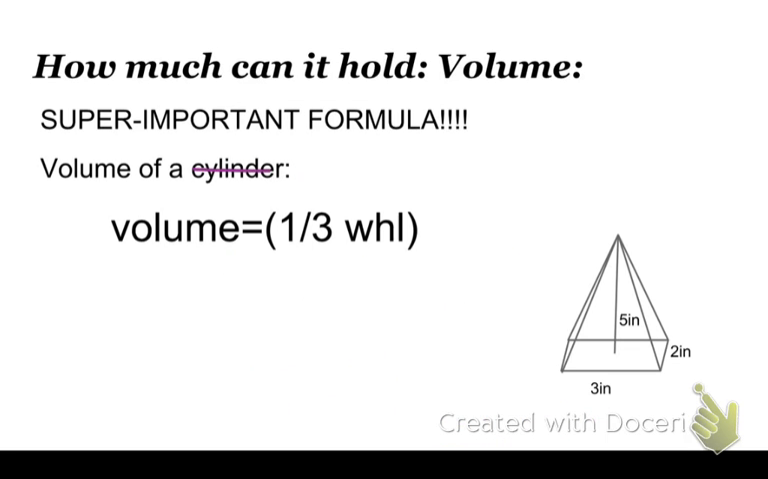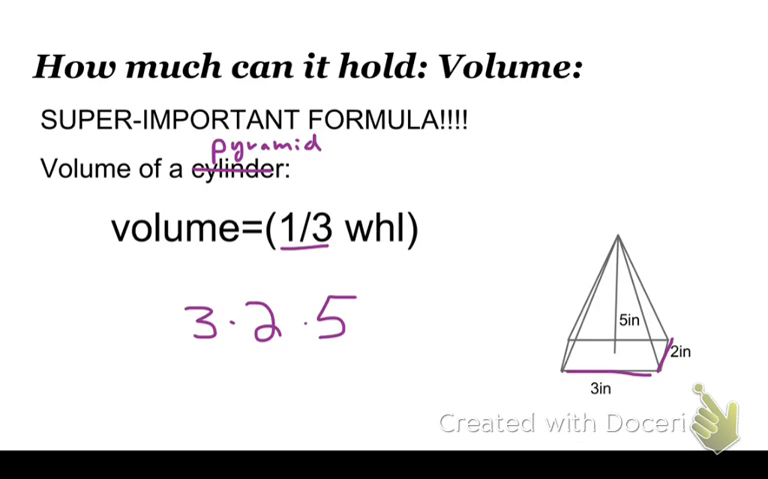Now the volume of a pyramid also has that 1/3 thing, but a pyramid is treated like 1/3 of a prism of the same size. So basically you just find the volume of the prism, and then divide by 3. So that's pretty simple. I've got a width here of 3, a length of 2, and a height of 5. So I do 3 times 2 times 5.